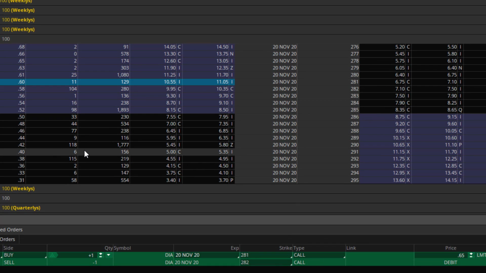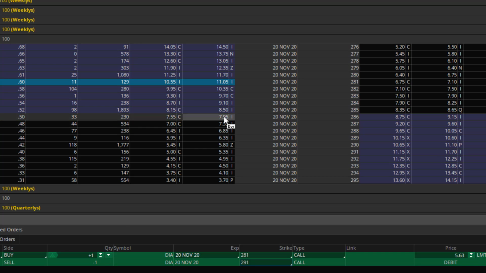We said the delta 40 is the 291, so the 281, and we'll scroll this down to 291, and that puts us at about $5.63. I'm doing this after hours, so some of the bid-ask spread is a little bit weird here, but if this is too much money for you and you want to trade it even smaller, you can cut this down and say, okay, I'm going to buy a delta 55 and sell a 45, so you can narrow the spread here.